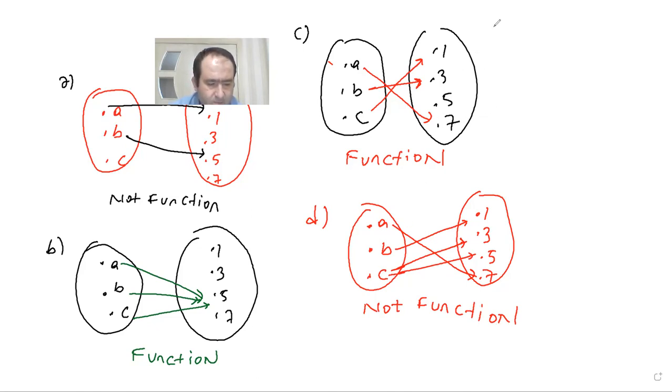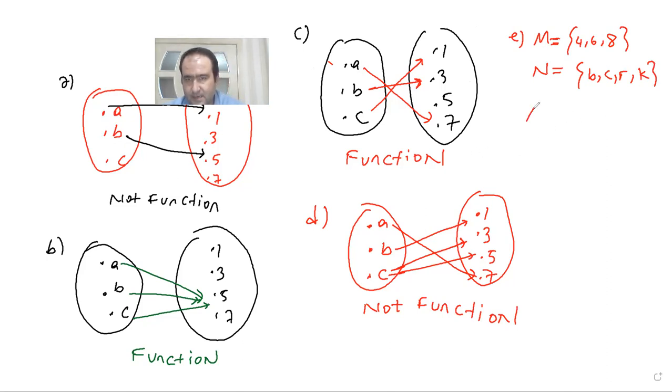And we have another example. Like what? M is 4, 6, 8, and N is B, C, R, K. M to N. Which one is a function?